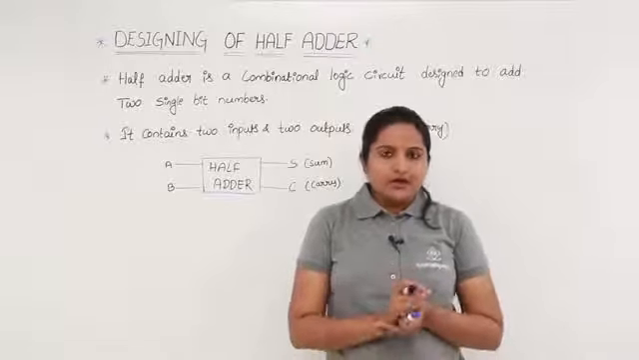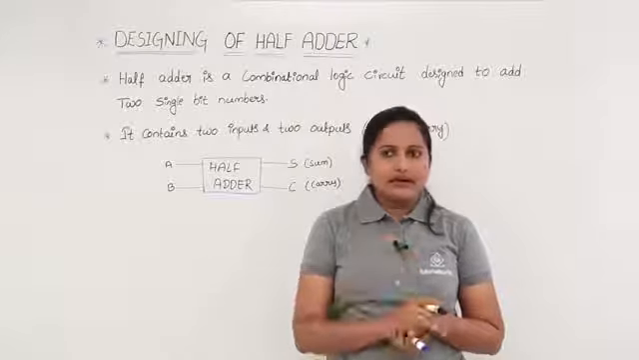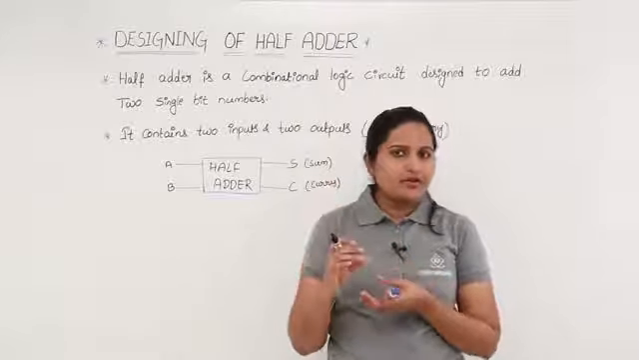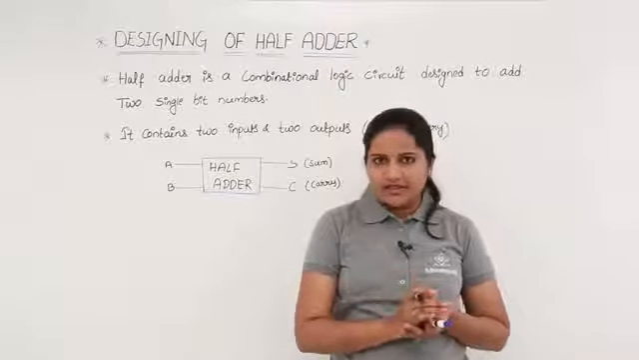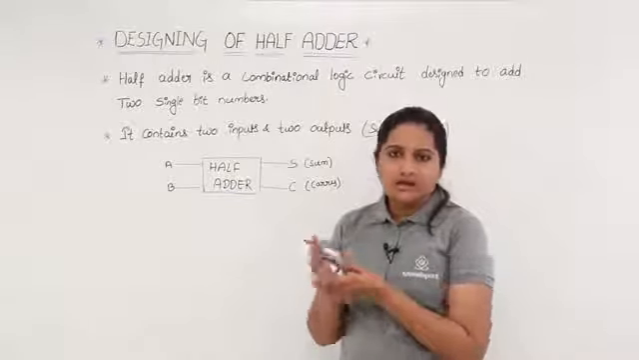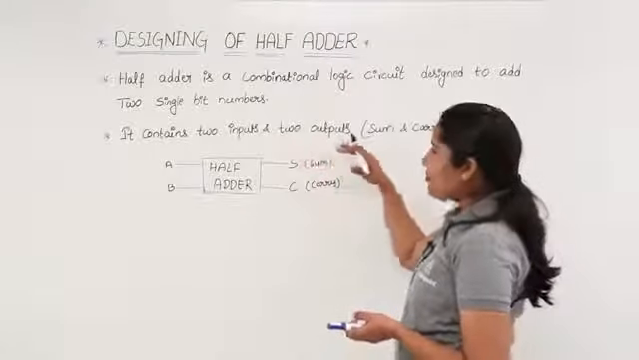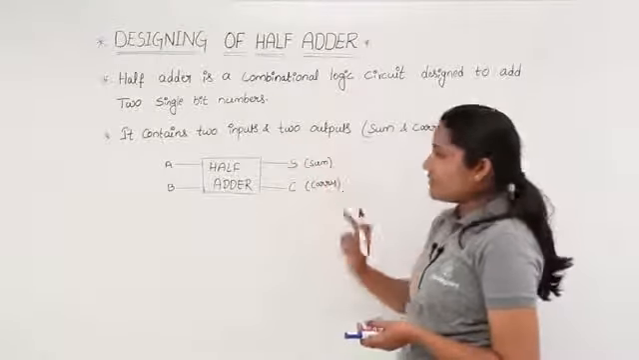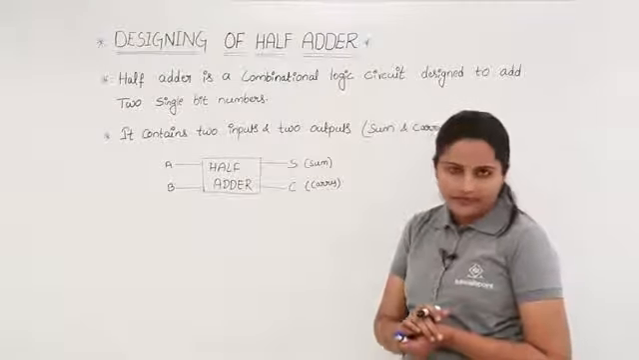Whenever you remember the half adder, you get a circuit in your mind, that is an XOR gate with an AND gate. How do you get that circuit? That designing we will see now. It contains two inputs and two outputs, and the two outputs are sum and carry. This is the basic block diagram of your half adder.